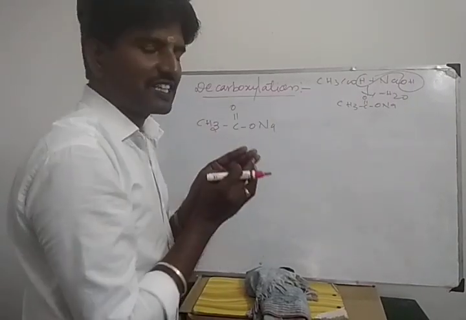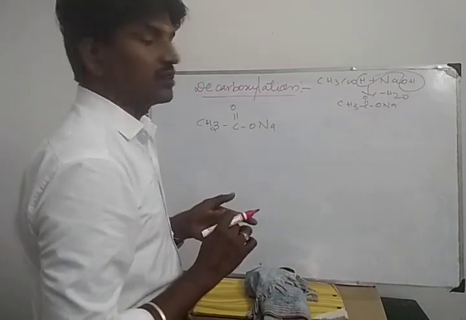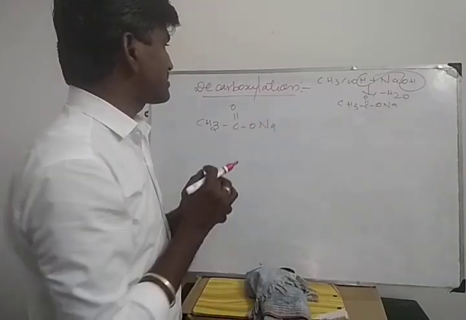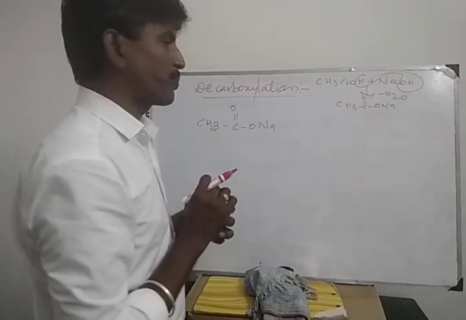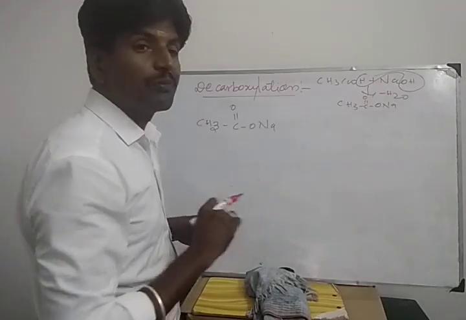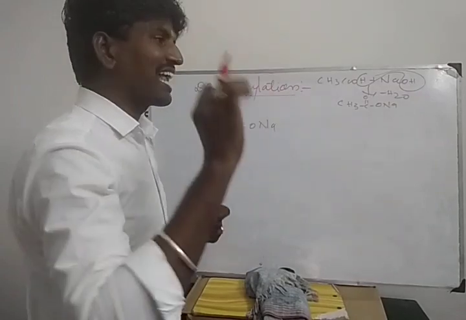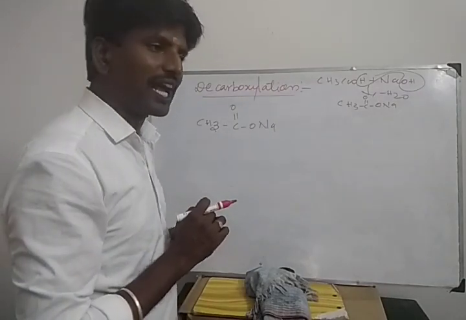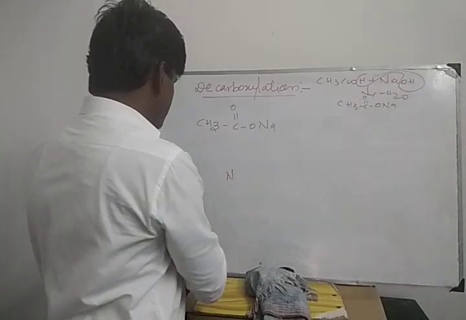Always in a decarboxylation reaction, you have to take salts only. Then I am going to do the decarboxylation process. If you want to do the decarboxylation process, we have to add soda lime. What do you mean by soda lime? A mixture of sodium hydroxide and calcium oxide is called soda lime. Its ratio is 3:1.